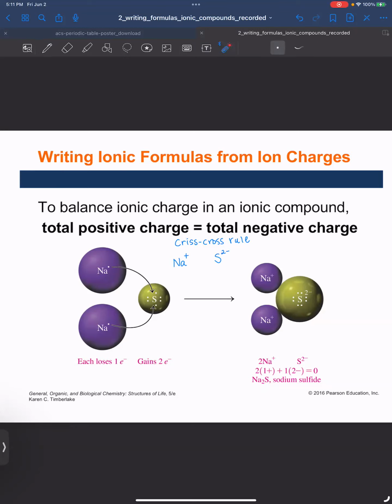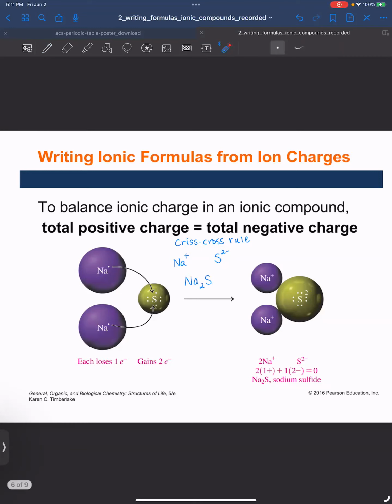The crisscross rule is you take just the number, don't take the charge, take the number and make it the subscript of the opposite atom. And then here it's a +1, but I'm just going to take 1. And so when you crisscross, you get Na2S1, but we never write the 1. If there's only 1 atom, we just erase that.